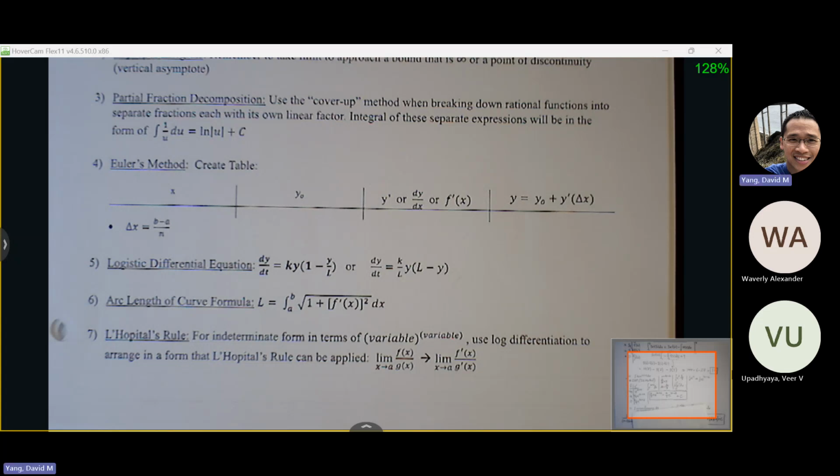So the question would say something like, solve for K. Yeah, you'll have to say, solve for K.